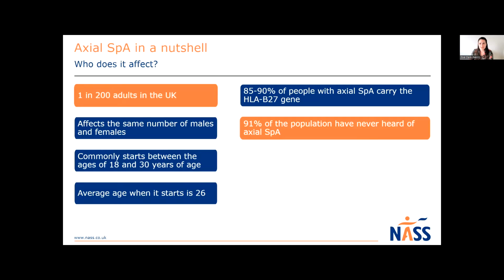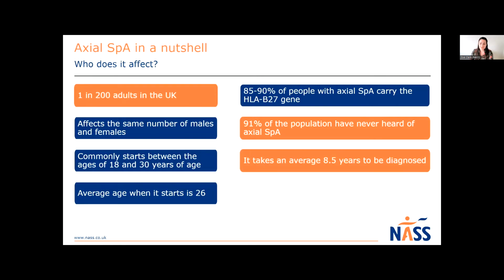And despite it being a fairly common condition, a recent study by NASS found that 91% of the population have never heard of axial SpA. And unfortunately, it takes an average 8.5 years to be diagnosed, and I expect lots of people watching this may have waited much longer than that for theirs.